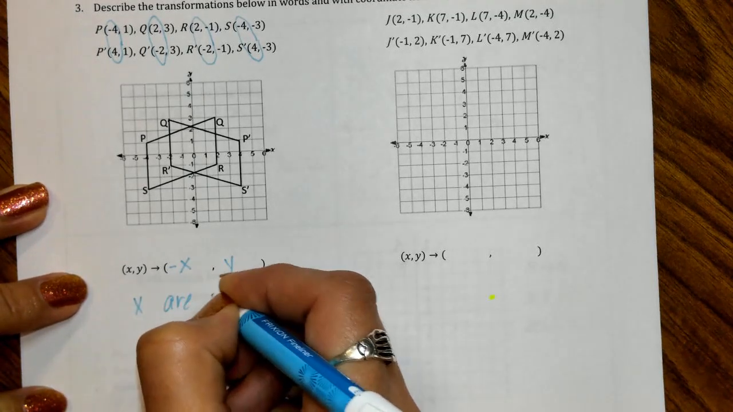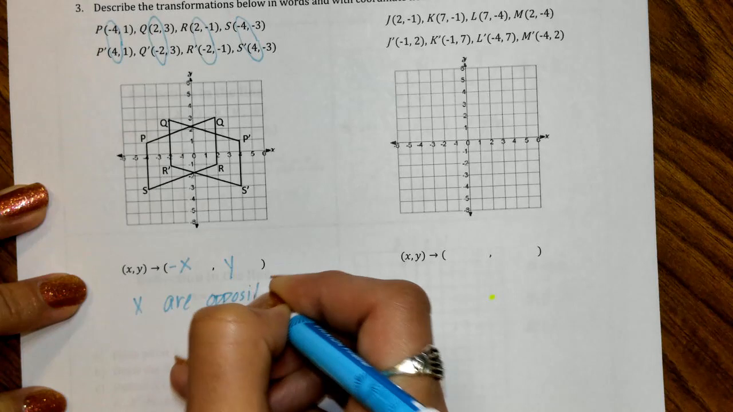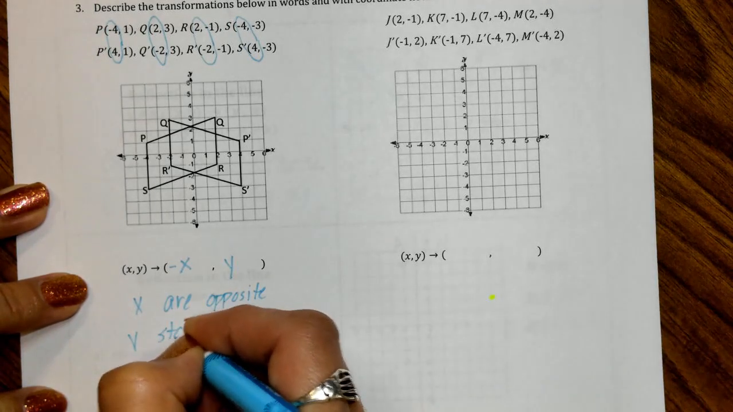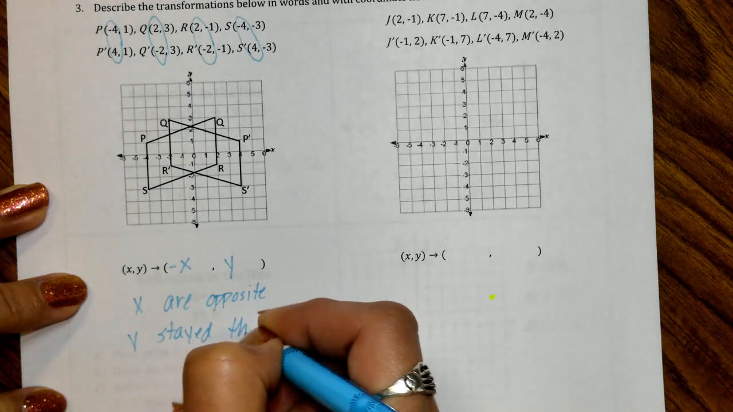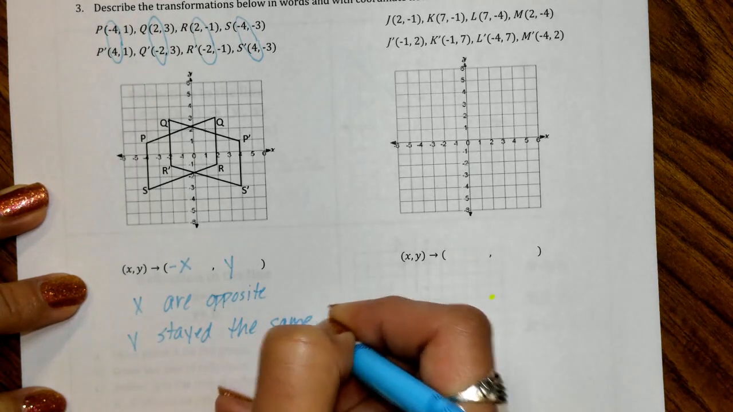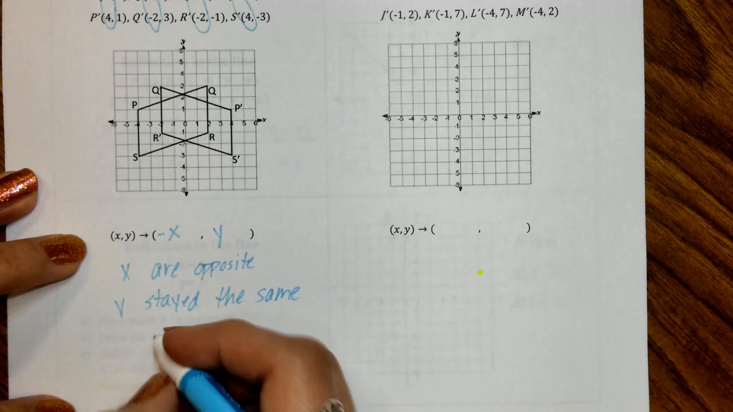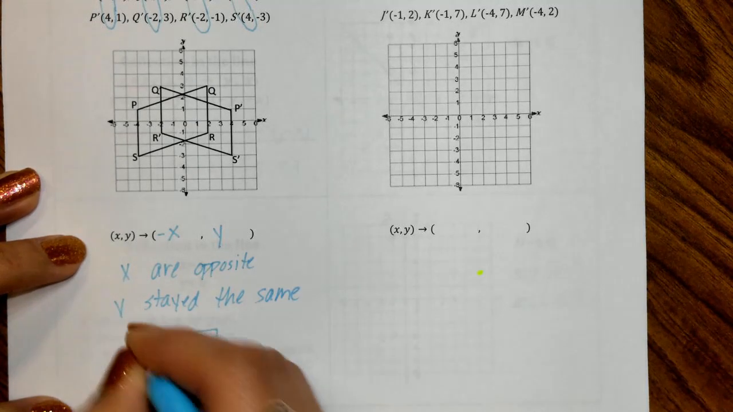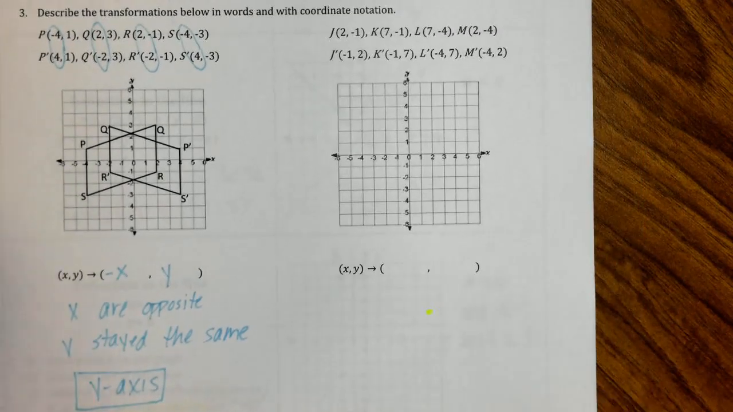X are opposite. We're going to write the reasoning just for our notes. Y stayed the same. Sorry for the sloppy handwriting. I'm just trying to get it done quickly. So this is your y-axis. Now we take a look at the next one.